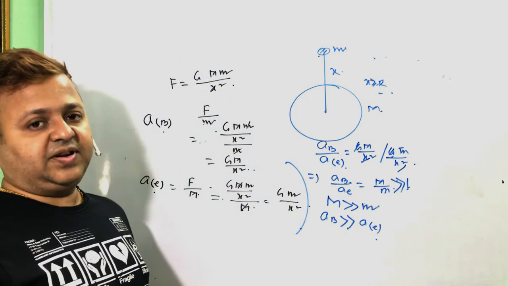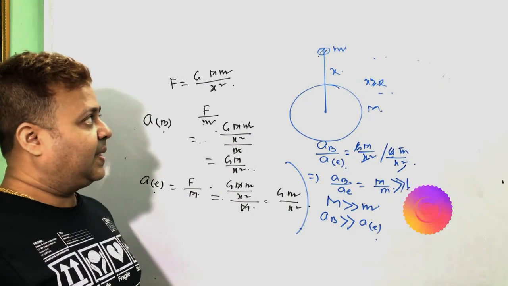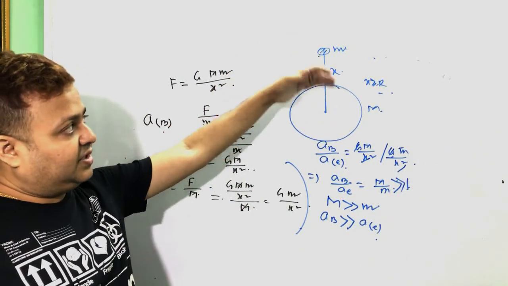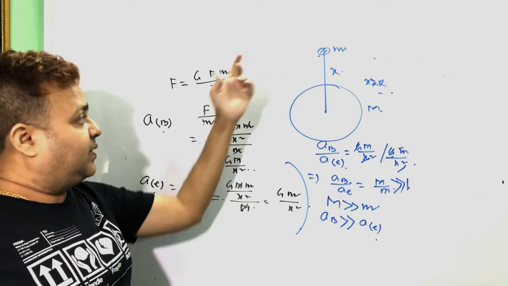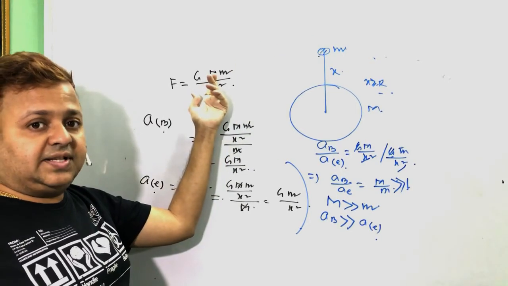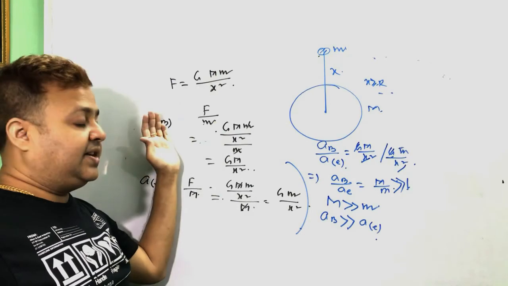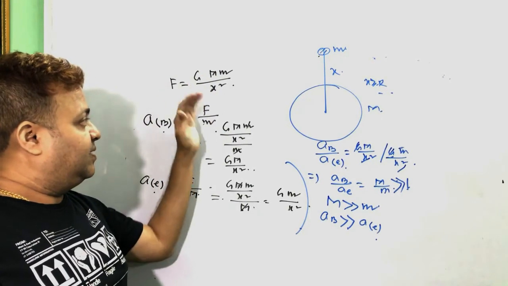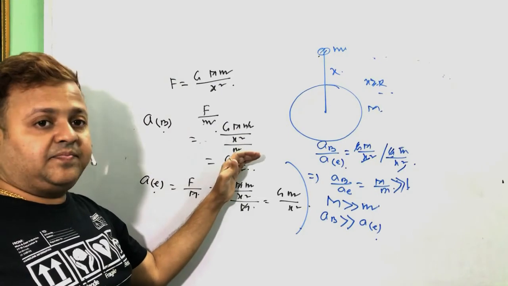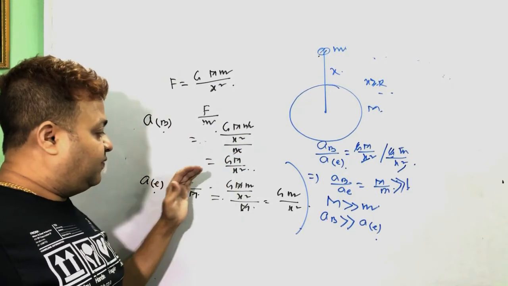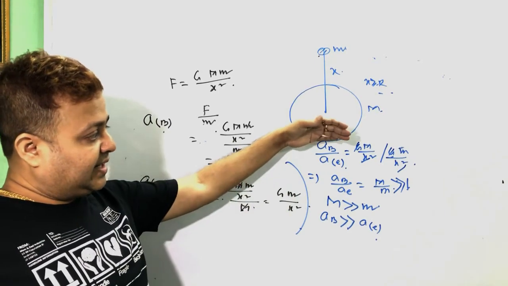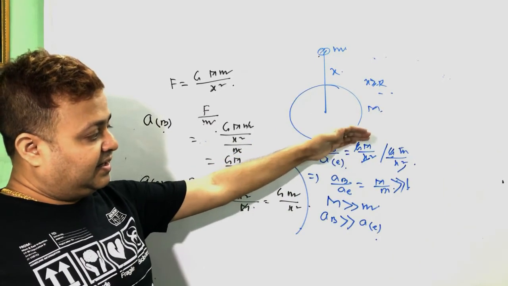That is why the body moves. So what am I saying? The body attracts the earth and the earth also attracts the body. So the gravitational force between the two is this one. The acceleration of the body equals the force of attraction by the mass of the body. The acceleration of the earth equals the force of attraction by the mass of the earth. Dividing the acceleration of the body by the acceleration of the earth, the terms cancel out.